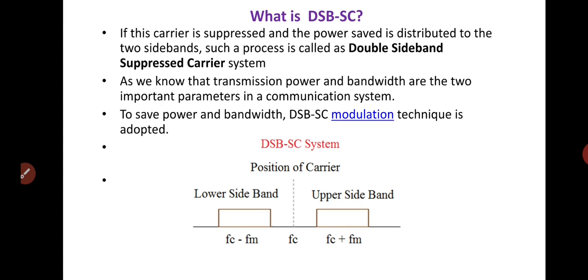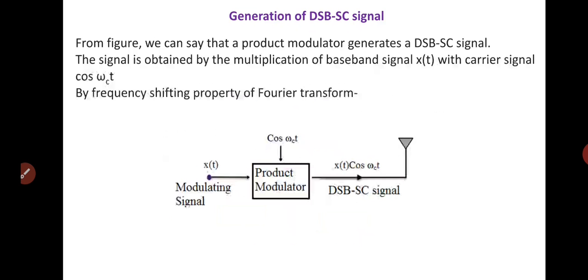If this carrier is suppressed and the saved power is distributed to the two sidebands, then such a process is called Double Sideband Suppressed Carrier, or simply DSB-SC. It is shown in the following figure. The carrier is suppressed, which is shown by the dotted line, and the sidebands are allowed for transmission.